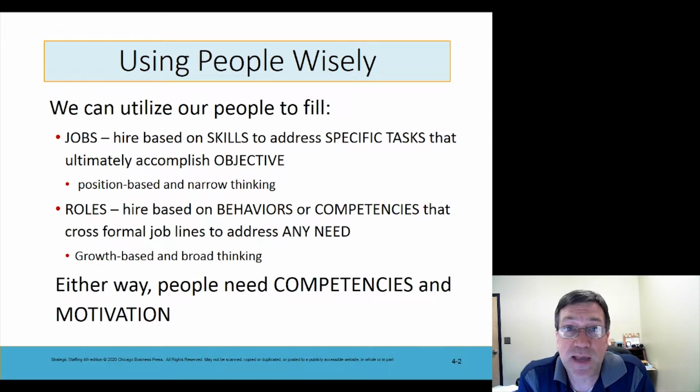Certainly we've got to fill the job of accountant, but we need to be able to hire people that have a greater potential than just this one job.